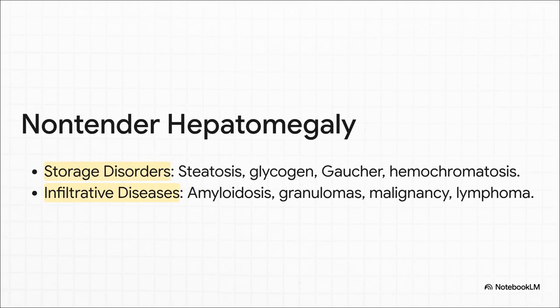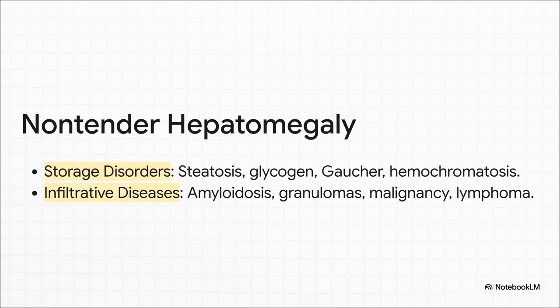Now for the chronic and quiet stuff. You've got storage disorders where the liver cells themselves are just getting filled with, well, stuff, like fat in steatosis or iron in hemochromatosis. Then you have infiltrative diseases. This is when other cells or substances are actually moving into the liver, like amyloid protein or granulomas in sarcoidosis or even cancer cells.